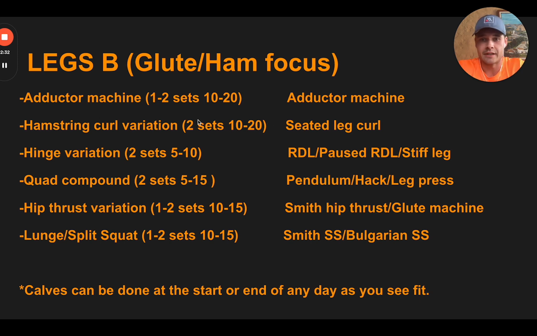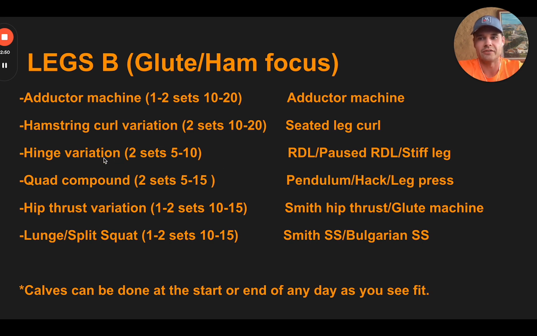So hamstring curl, 2 sets, 10 to 20 reps again, right up to failure. I don't like hamstring curls too heavy. I don't like them sets of 6 either. Again, they make no sense. I find other muscles begin to take over. It's not a good move in my opinion. So after you've done your adductor and hamstring curl, you're going to be good to go.